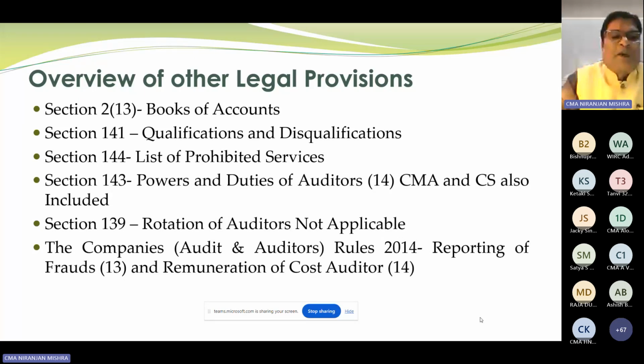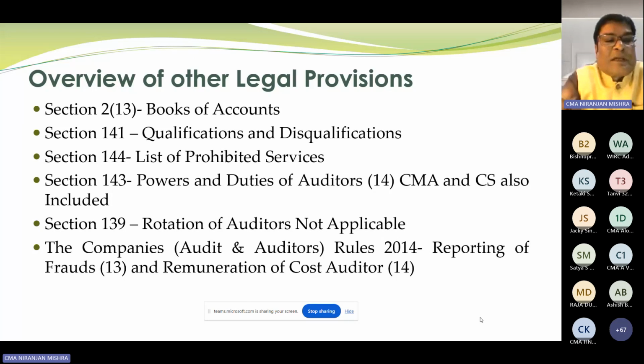per section 144. So while accepting the assignment of cost audit, if the company is offering any more services other than the cost audit, we have to report under section 144. We have to interpret the spirit of section 144. Then we'll accept the other assignment. Section 143, powers and duties of the auditors. Here CMA and CS both are included.